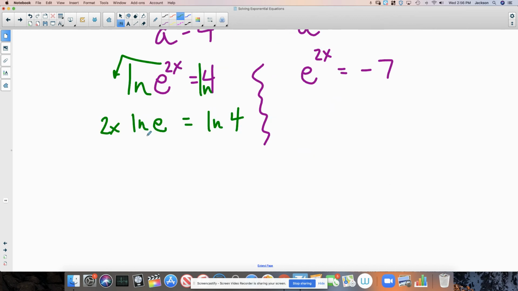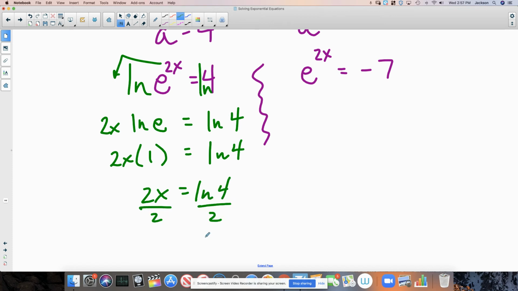So we end up here. We know that the natural log of e is equal to 1, so I can evaluate that. 2x times 1 is 2x, which is equal to this. And then we divide both sides by 2. So my value of x is the natural log of 4 over 2.